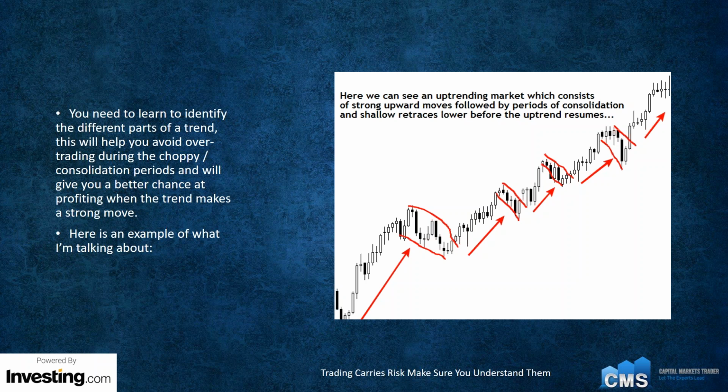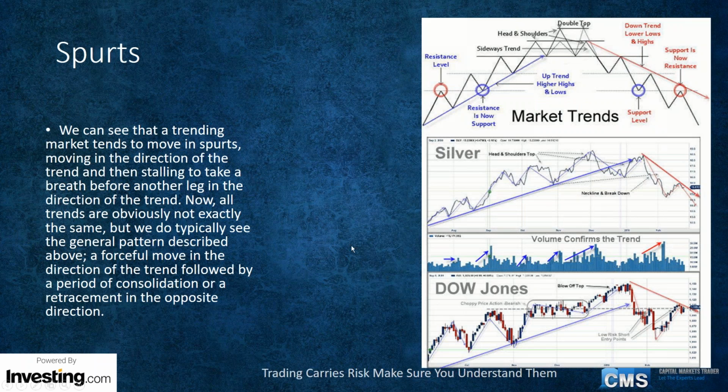So here we can see an uptrending market which consists of strong upward moves, followed by periods of consolidation or shallow retraces lower before the uptrend resumes. We can see that a trending market tends to move in spurts, moving in the direction of the trend, then stalling to take a breath before another leg in that direction. Now, all trends are obviously not exactly the same, but we do typically see the general pattern described: a forceful move in the direction of the trend followed by a period of consolidation.